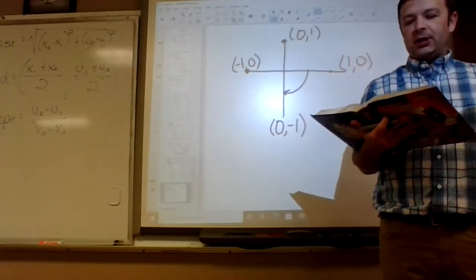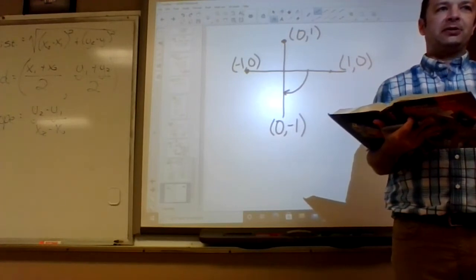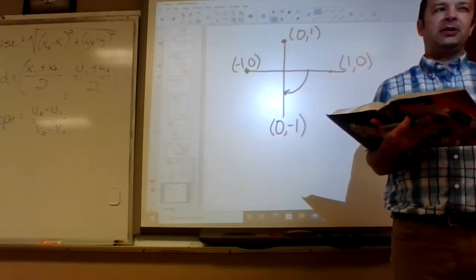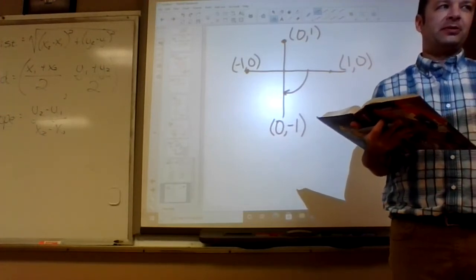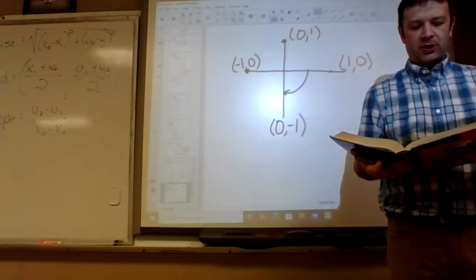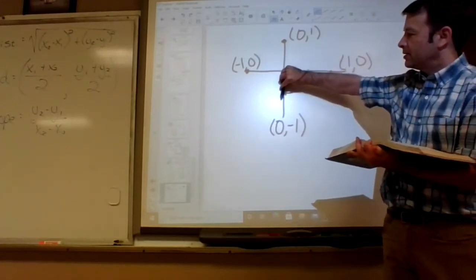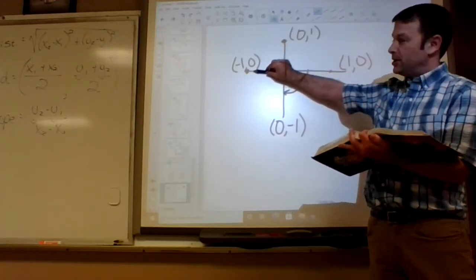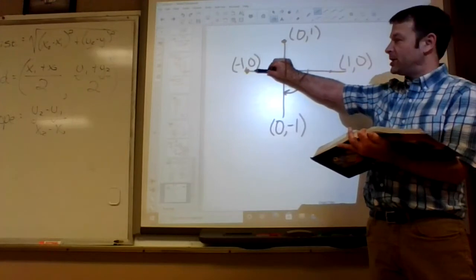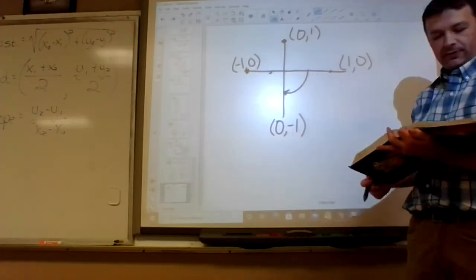Okay, number 3, sine of negative pi. Negative pi is 3.1415. How many degrees is that? Okay, how many degrees is pi again? 180. So if I go backwards 180, where are we at? 180. Sine is based on the y value, so what's y? 0. So it's going to be 0 for 3A.